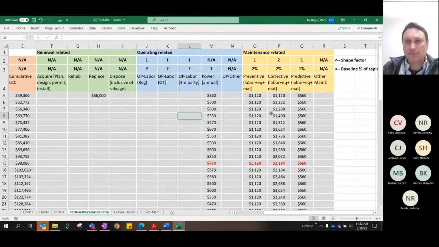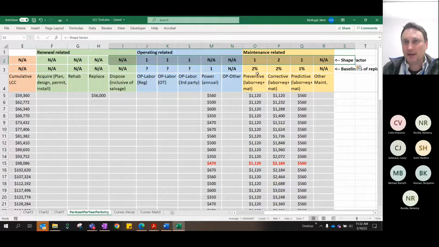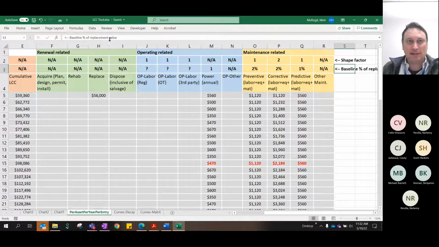Okay, so now let's talk about maintenance activities. One thing you'll notice is that we have our shape factors entered through here, and then we have our baseline percentages of replacement values. If you want to use something different, enter it here. Remember, the baseline percentage of the replacement value moves the whole curves up or down a little bit. And the shape factor is how aggressively it increases from that starting point, or maybe it doesn't increase at all.